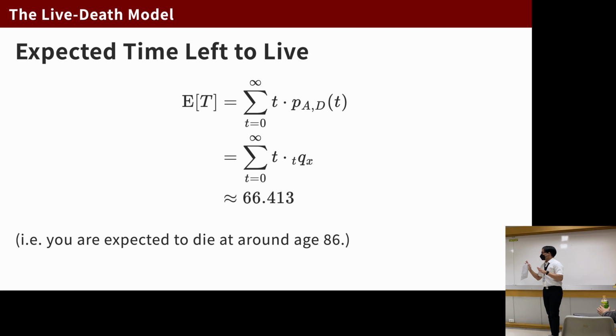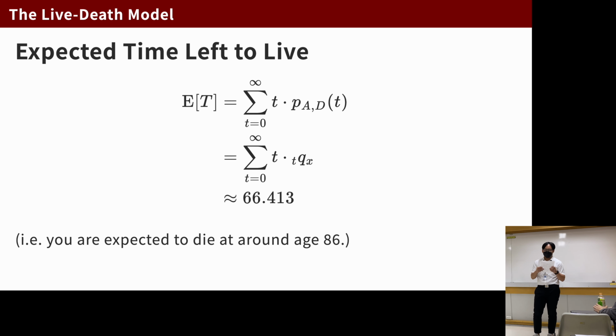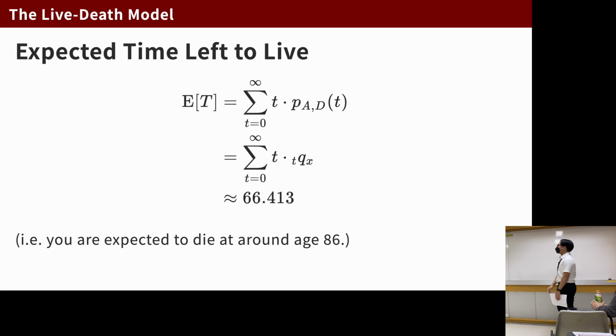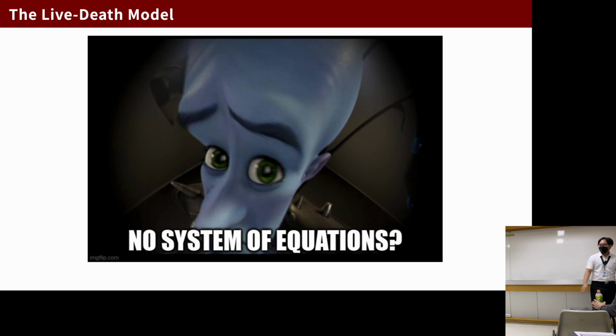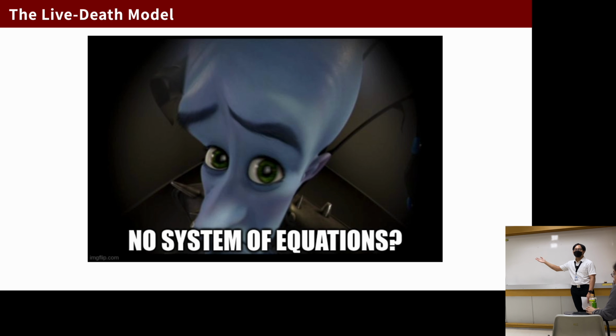So when we're computing the expected time left to live, we have to end up using the usual way of computing it instead of the time, because the probability is time-based, and we're trying to find the expected number of years, so we use that method instead. And the results come out to be that you're expected to die at around age 86, which is great, maybe.